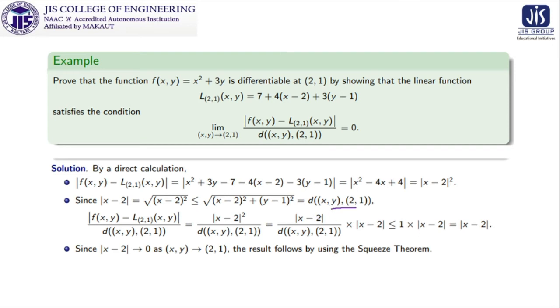Now by simplifying, we get mod of x minus 2 times mod of x minus 2 divided by this distance, and it is less than 1 times mod of x minus 2, because mod of x minus 2 divided by the distance d((x,y),(2,1)) is already established to be less than or equal to 1. So you get mod of x minus 2, and since mod of x minus 2 tends to 0 when (x,y) tends to (2,1), the result follows by the squeeze theorem. Clear?